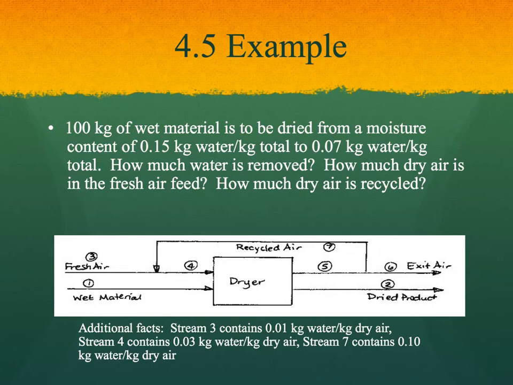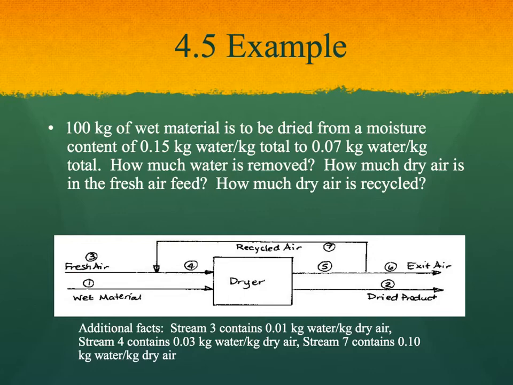Okay, so let's look at this example using a recycle stream. We have 100 kilograms of wet material coming into our dryer, and it starts with a moisture content of 15% water, and it's going to come out as 7% water. And what we want to know is how much water is removed, how much dry air was in the fresh feed. So dry air is not the same as fresh air feed, right?